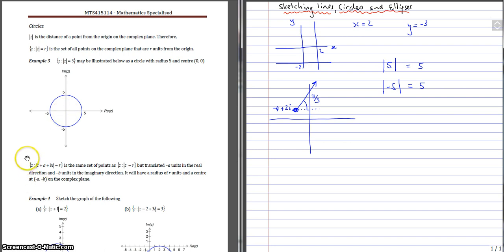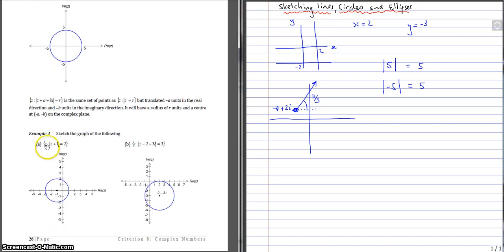If we had z being defined as this set of points here, which is the modulus of z plus a plus bi being equal to r, it works the same way as this previous one, except that it's going to be translated a units to the left and b units down, or negative a units in the real direction and negative b units in the imaginary direction. Okay, but it's still going to have a radius of r units. The centre will be negative a, negative b.